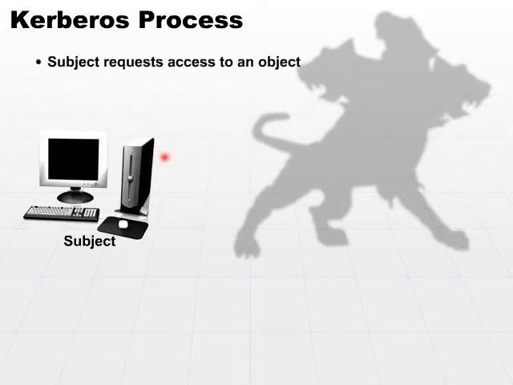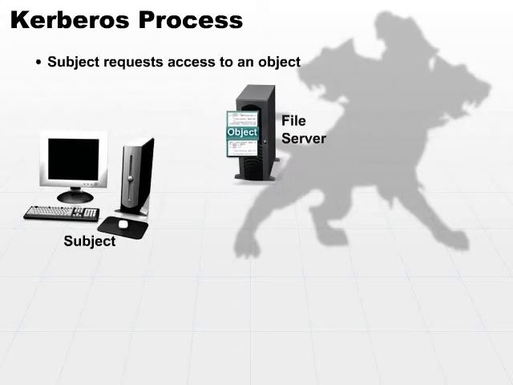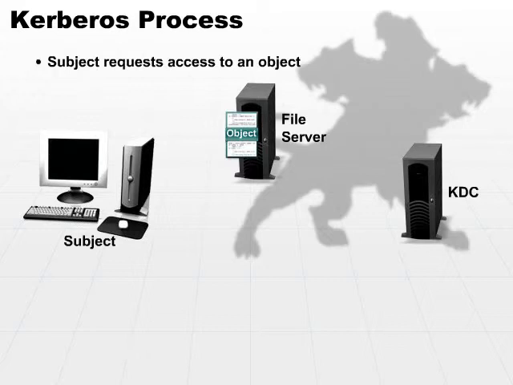The subject requests access to some object. Let's assume that the object in this case is a file located on a file server. Now this file server is separate from the Kerberos authentication system. So the first thing the subject has to do is request access through the KDC. The KDC then runs the authentication server function to authenticate the subject.